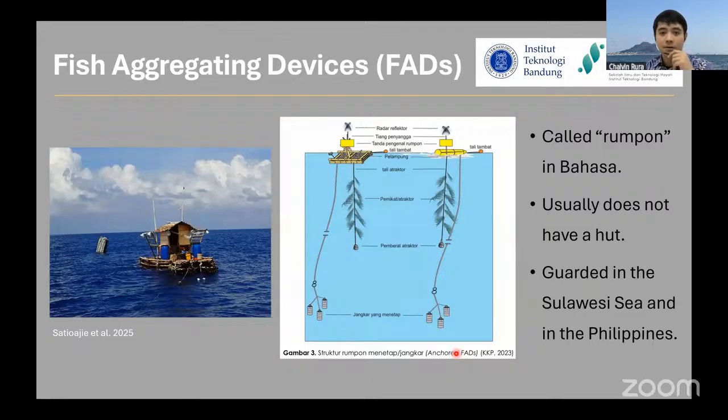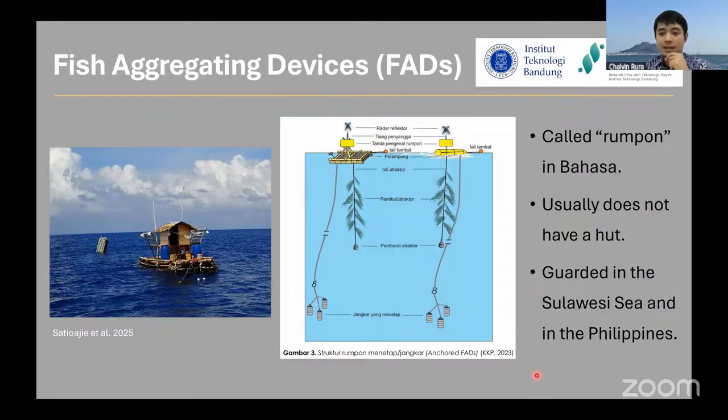Another example of fishing practices is fish aggregating devices. In Bahasa, we call it rumpon. I think this is not only unique for Indonesia. I know some papers that also reported that in Africa they have a practice of rumpon or fish aggregating devices.